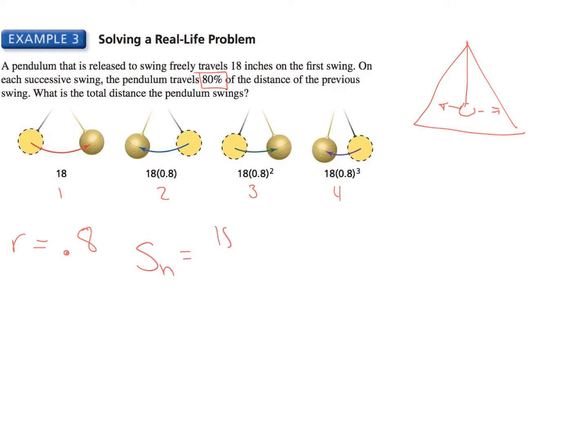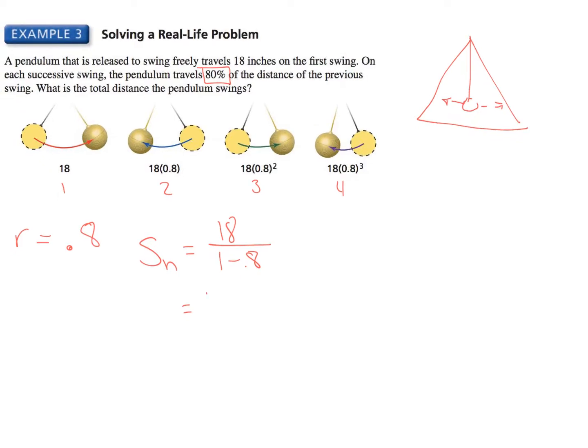So our first term is 18 over 1 minus 0.8, which is 1 minus r. And then if you go ahead and solve that, it's 18 over 0.2, which then gives you 90. So it travels 90 inches. And the reason why we know it's inches is because we got it right there. All right, hopefully that makes sense.